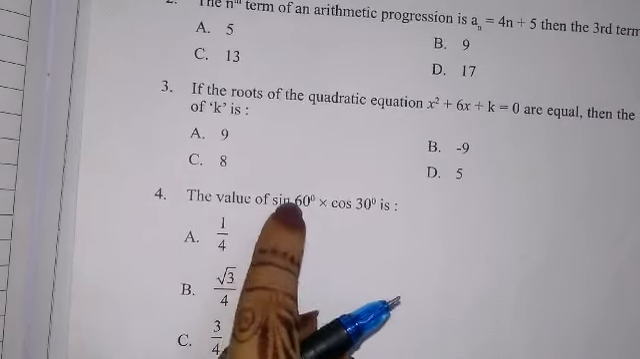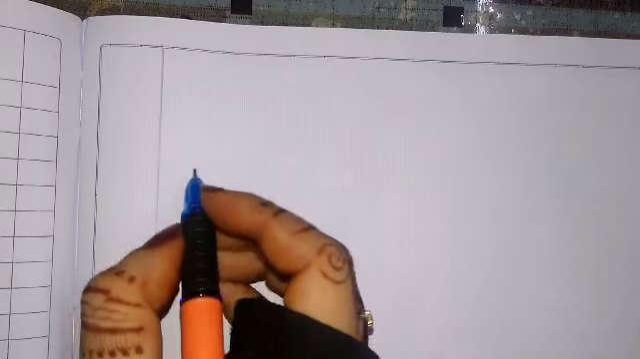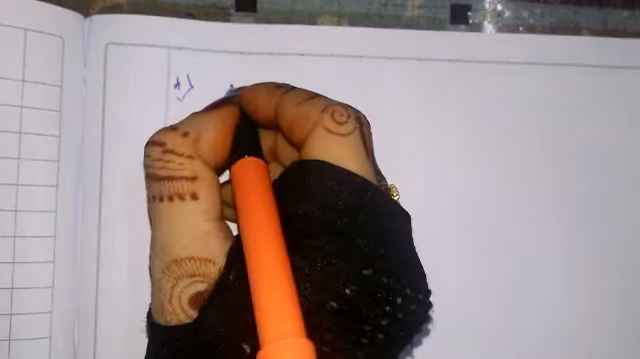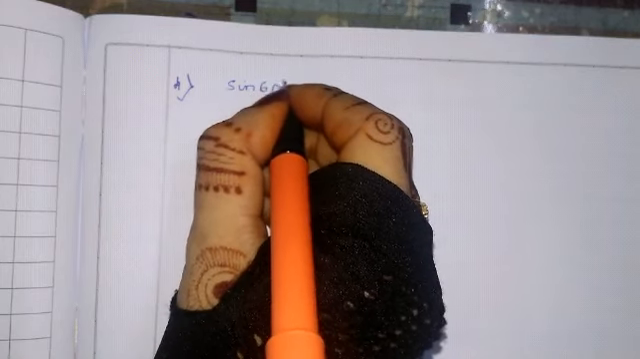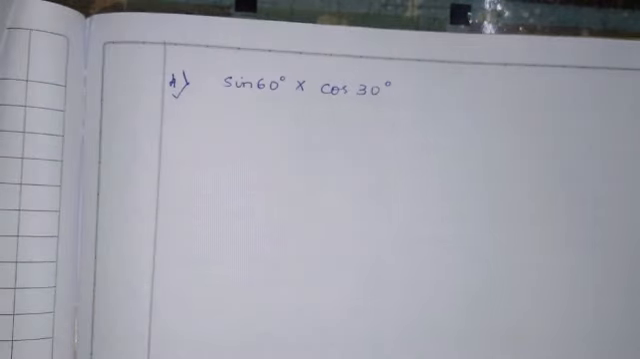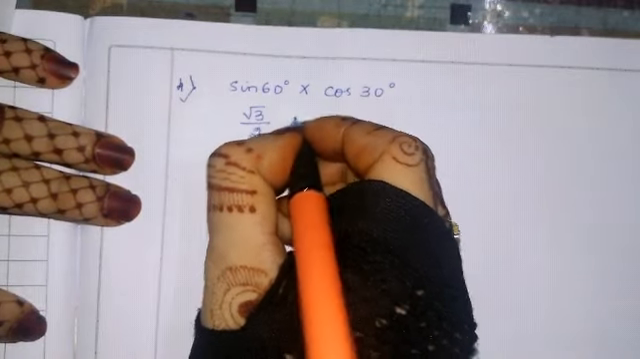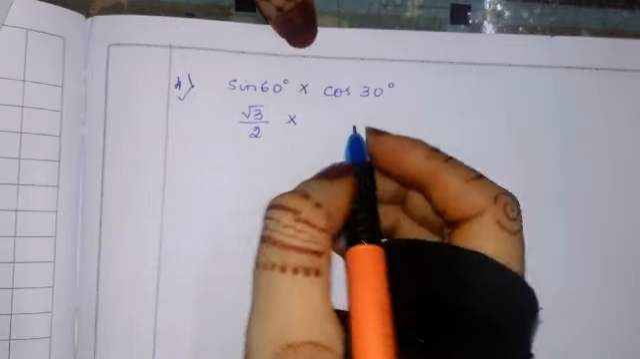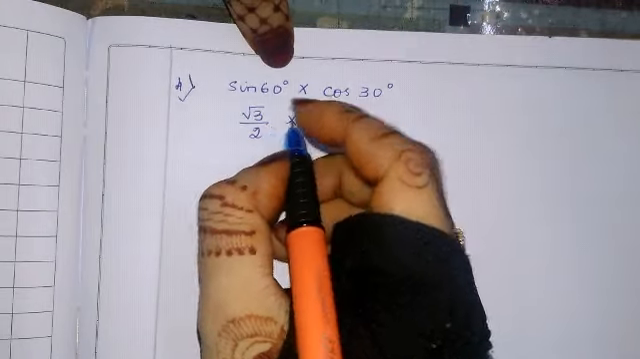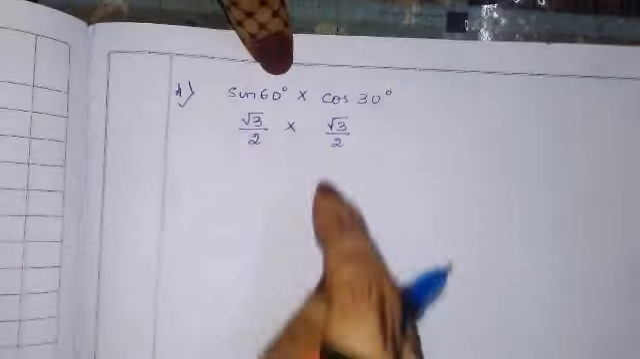The value of sine 60 degree into cos 30 degree is. Fourth one, sine 60 degree into cos 30 degree is. To solve this problem, you need to be perfect in the table from trigonometry. So sine 60 is root 3 by 2. Cos 30 also is root 3 by 2. These are the values which you should remember.